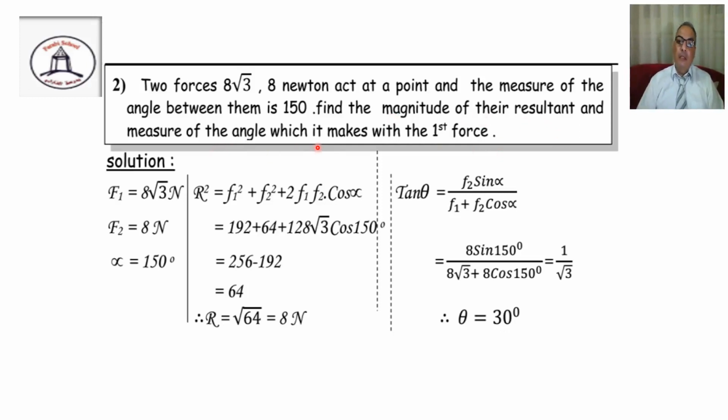What if he asks for the angle which it makes with the second? We reverse: F1 sine alpha, and here F1 cosine alpha plus F2. If he asks for the direction with respect to the second, whereas theta here is between the first and the resultant, for the second and the resultant we write F1 and F2 swapped and use the same formula with the calculator. Find R and theta.